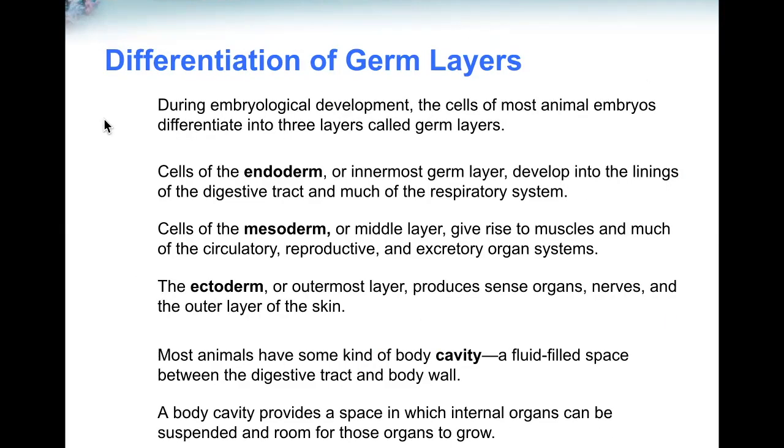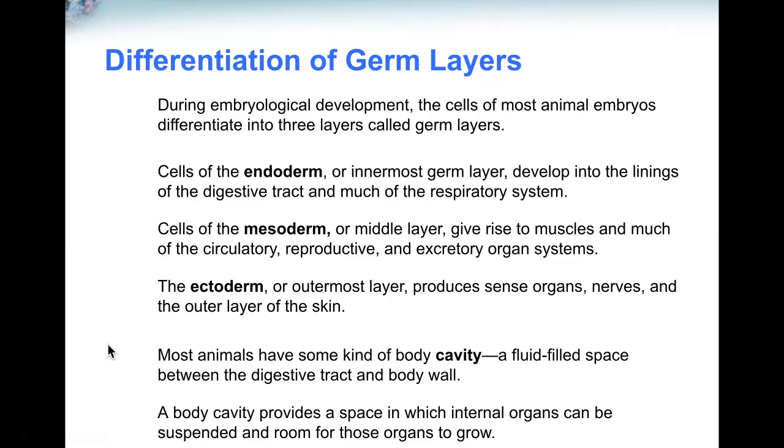During embryological development, the cells of most animal embryos differentiate into 3 layers called germ layers. Cells of the endoderm, or innermost germ layer, develop into linings of the digestive tract and much of the respiratory system. Cells of the mesoderm, or middle layer, give rise to muscles and much of the circulatory, reproductive, and excretory organ systems. The ectoderm, or outermost layer, produces sense organs, nerves, and the outer layer of skin.